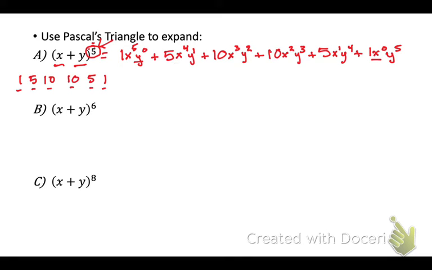So if I simplify this, I would have x to the 5th plus 5x to the 4th y plus 10x to the 3rd y to the 2nd plus 10x squared y to the 3rd plus 5x y to the 4th plus y to the 5th. Now, was that much easier than multiplying all that out? Yes. Should you know how to do this and use it? Yes.